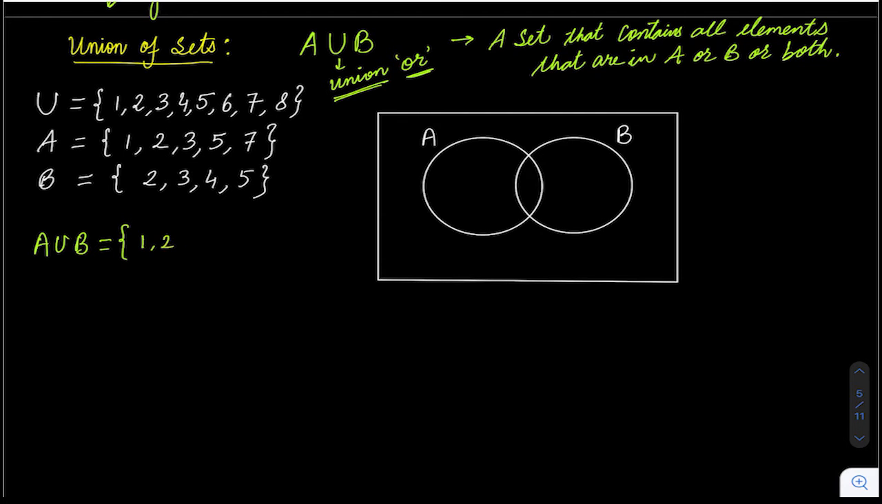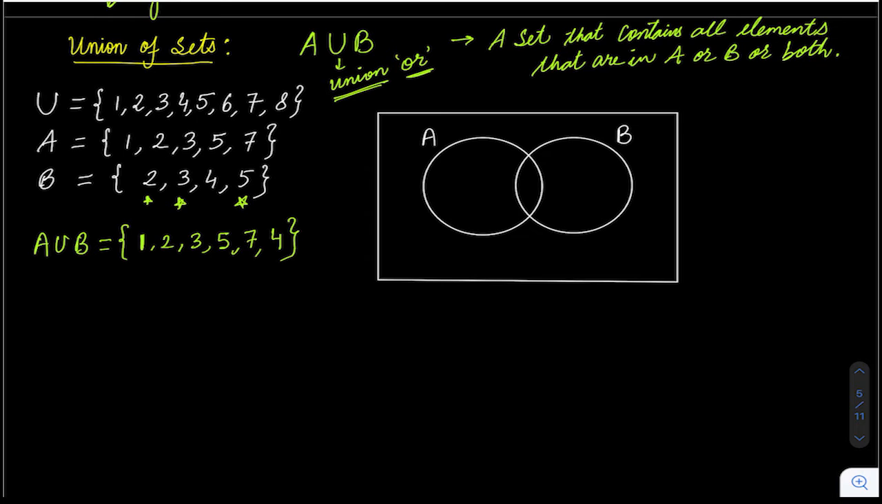So basically 1, 2, 3, 5, 7. This is my set A. I have to write all the elements in set A, and I have to write all the elements of set B, but don't repeat the elements. For example, 2 we have already written, so there is no need to write it. 3 we have already written, no need to write. 5 we have already written, so no need to write. We just need to add one more, that is 4. So this set 1, 2, 3, 4, 5, 7 contains all the elements that are in A, B or both. So this is my A union B, or you can say A or B.